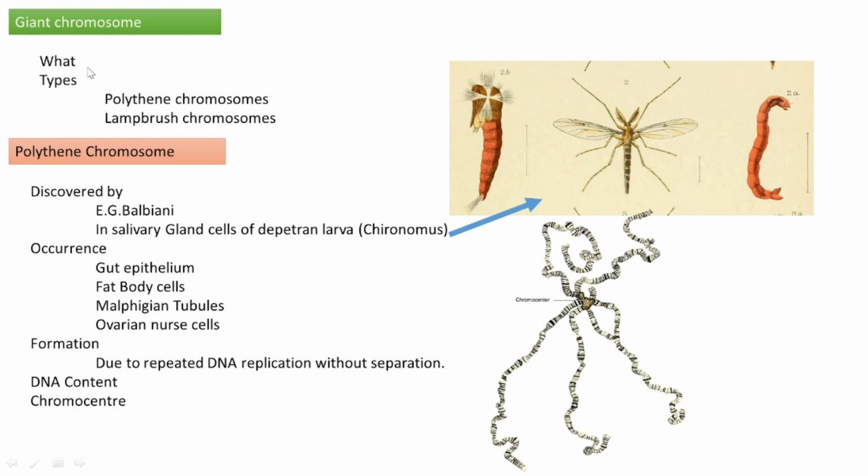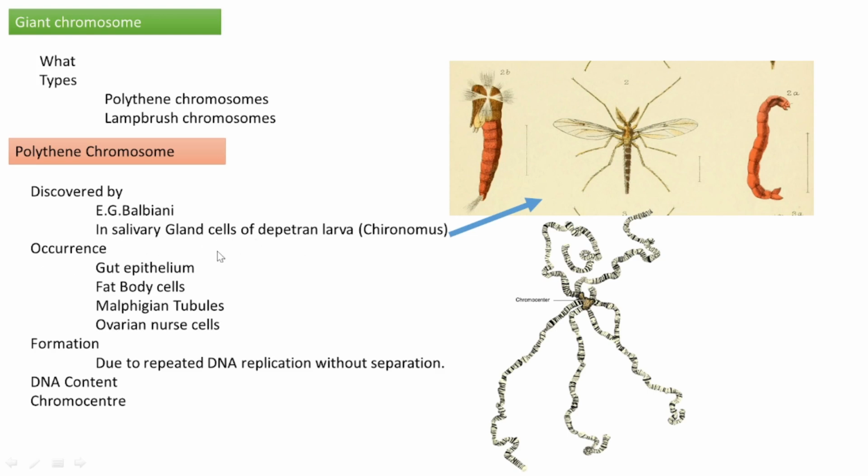The giant chromosomes are of two types, which are the polytene chromosome and the lampbrush chromosome. First, we are going to understand about polytene chromosome. These are the images of different dipterans. First one, polytene chromosome. It was discovered by E.G. Balbiani, where he observed this type of chromosome in the salivary gland cells of the dipteran larva, Chironomus. Its picture is shown here.